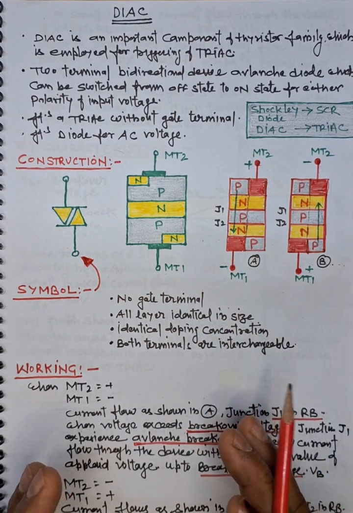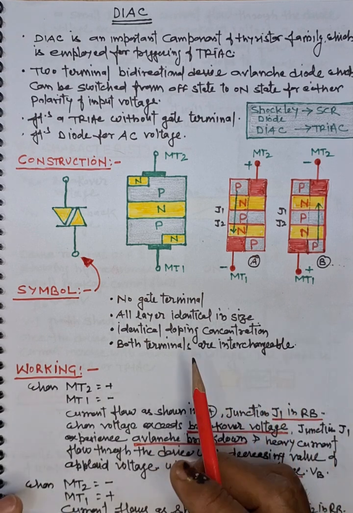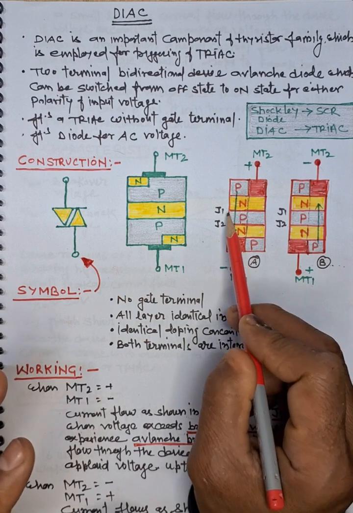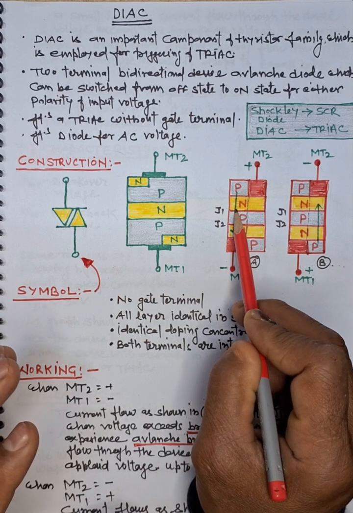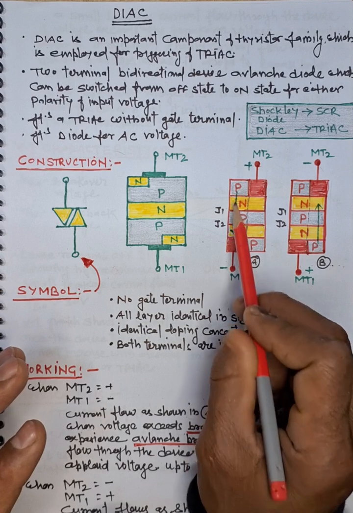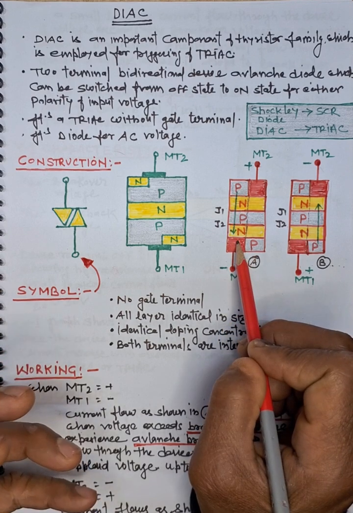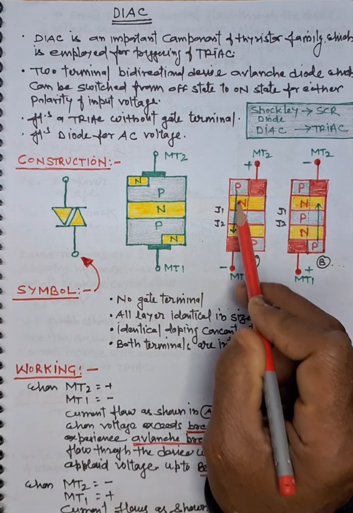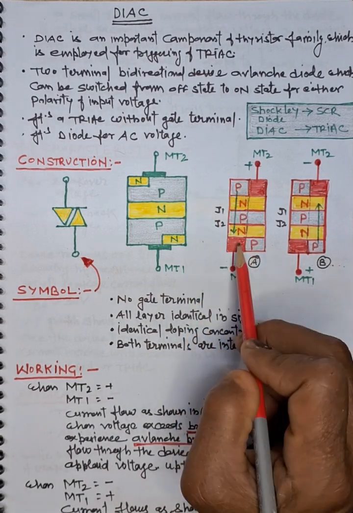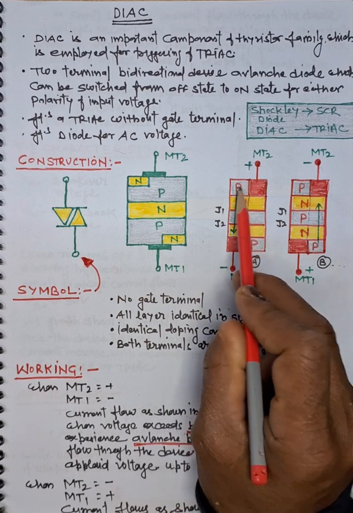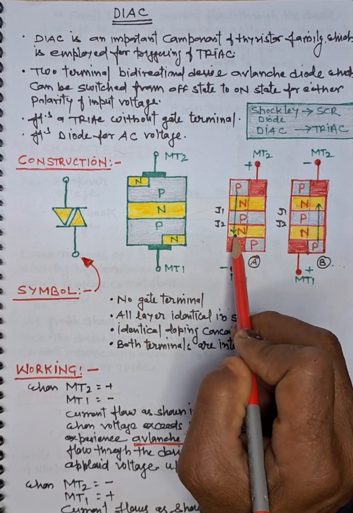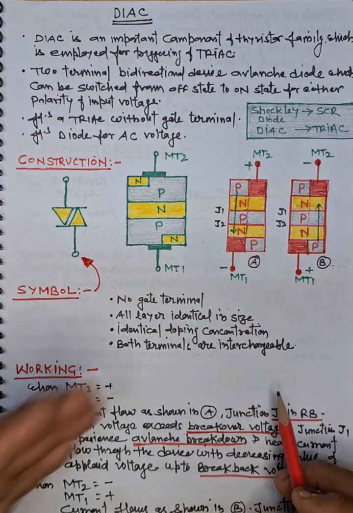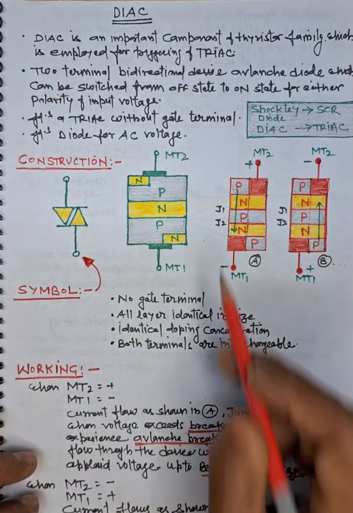At a certain value of the voltage with this polarity, this junction will break down and the device will conduct. Heavy current will flow through the device. We call that voltage the breakover voltage. Once the device has started to conduct, heavy current will flow through it and the voltage across it becomes very small. This small voltage after turning on is called the breakback voltage. So this is the way this device will turn on in this direction.